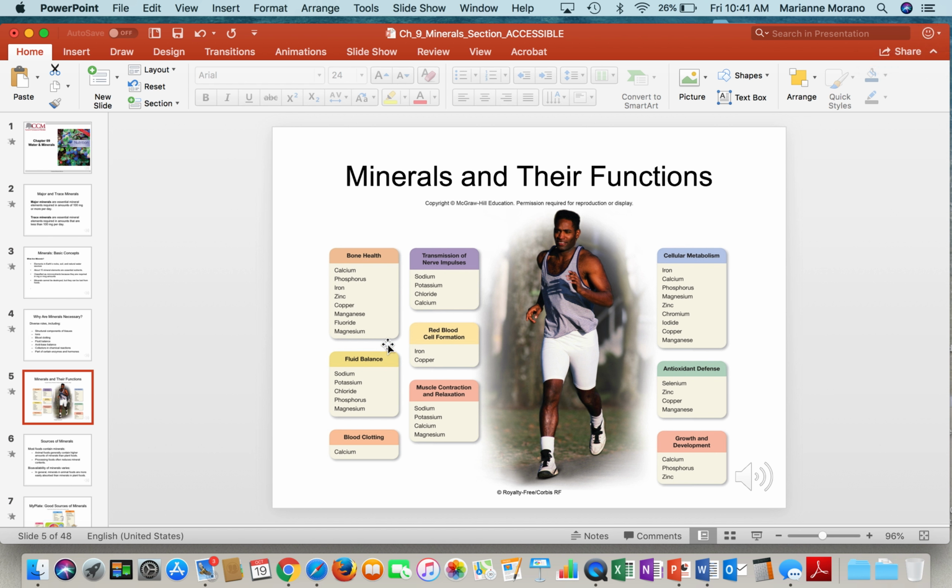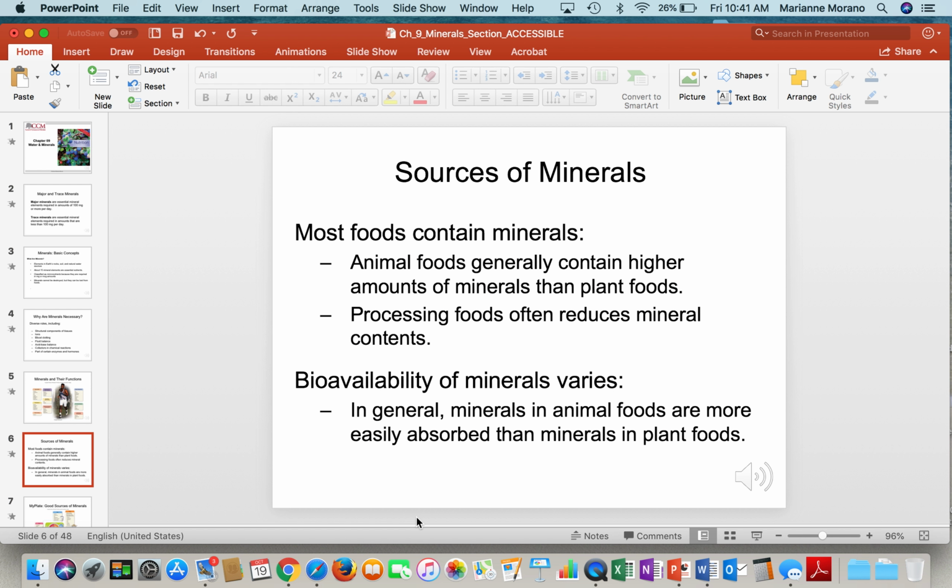So if you're deficient in calcium, you may have problems with osteoporosis later on in life. Fluid balance, sodium and potassium are very important. So look over this and you will see that there's a lot involved with regard to minerals and the functions of the body. Most of the minerals are found in foods.